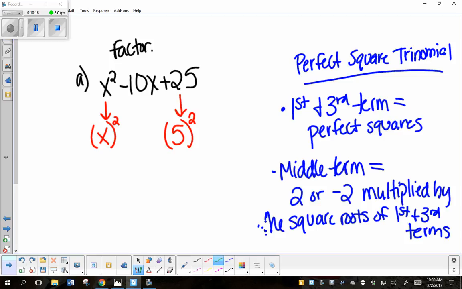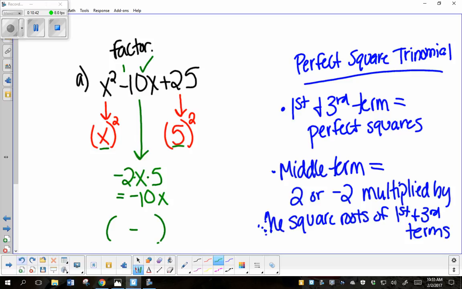So then let's see. Is our middle term negative 2? I knew I needed to try negative 2 because of that negative right there. Is it negative 2 times the thing in my first parentheses times the square root of the last term, the thing in the second parentheses? Well, that is negative 10x, and that is my second term. So then I just put in my binomial, I know it's going to be a minus sign because of that minus sign, and I put my first square root and my second square root, x minus 5, and you square it. That's it.